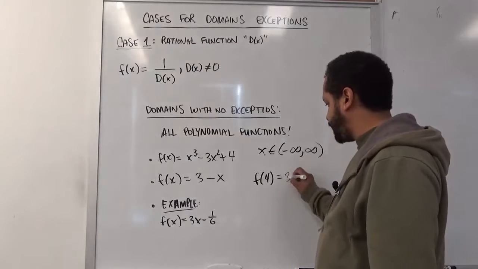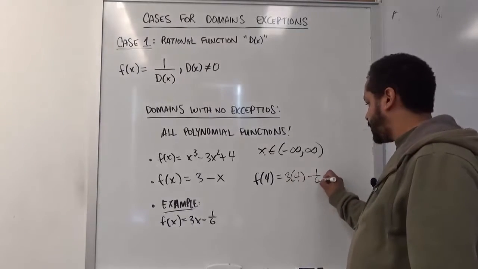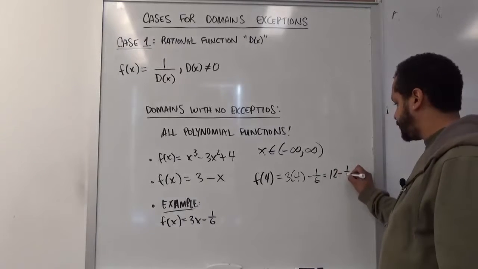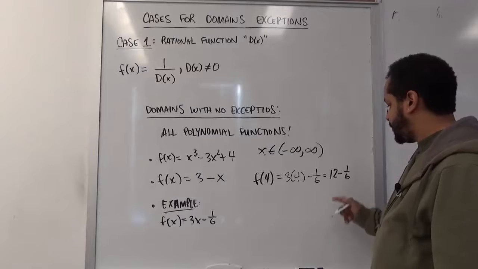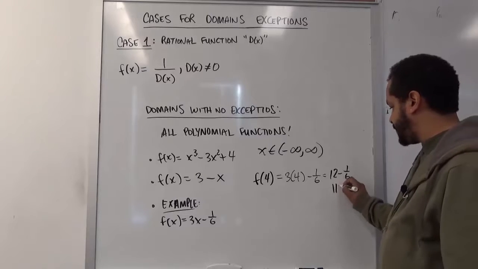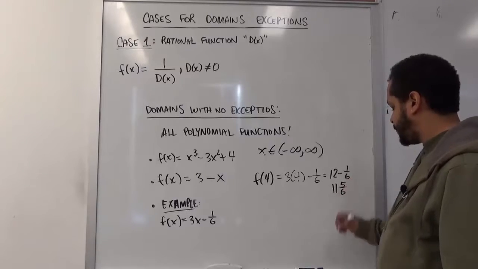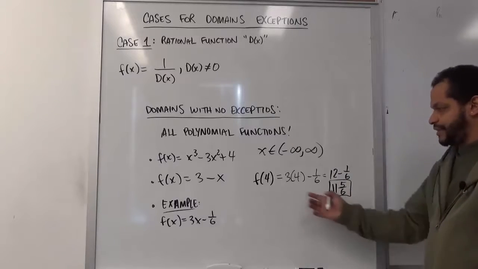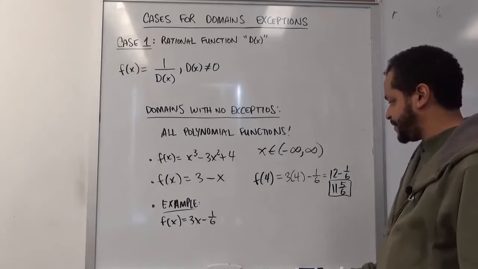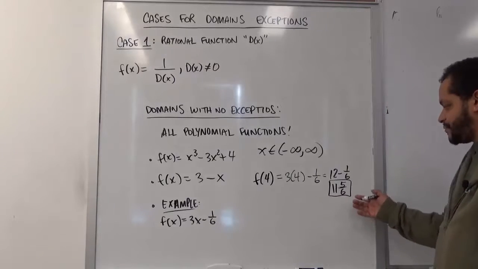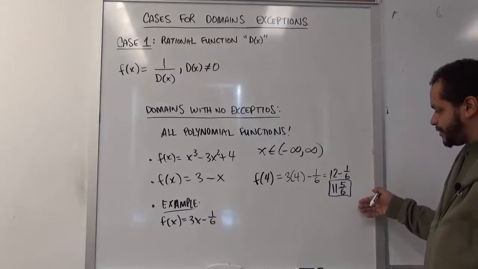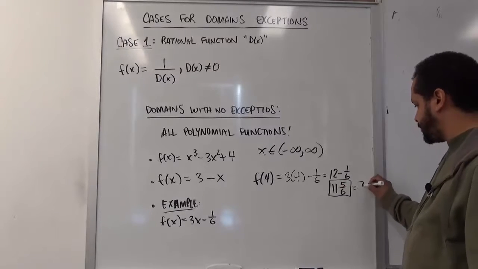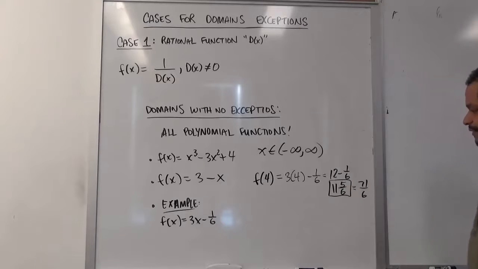And so if I insert 4 here, I get 12 minus 1/6. Now, this just becomes 11 and 5/6. And this is an exact value. This is a real number. We see here that the value of f of 4 is 11 and 5/6. This could also be written in a decimal format or as an improper fraction, which would give us 71/6 if you did the long work to solve it.